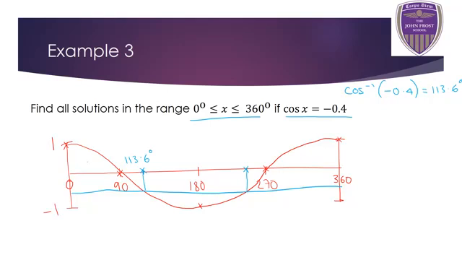So the gap now here, look, this is 90 degrees. This is 113.6. So work out the difference between those two numbers. 113.6 minus 90 means that's a gap of 23.6. Meaning this gap here is a gap of 23.6 as well. So this second solution here is 270 minus 23.6. So you just got to get used to using the symmetry of the graph, that's all.